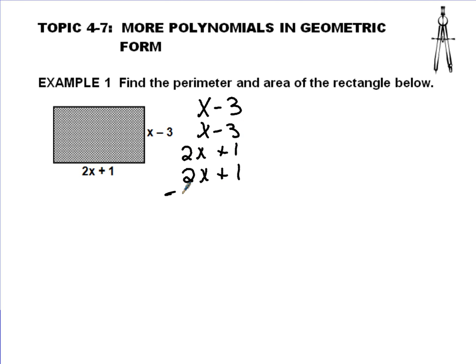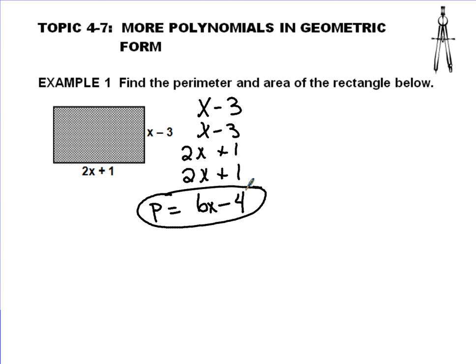I list it twice. When I add them up, negative 3 plus negative 3 plus 1 gives me negative 4. Because this is a negative 6 plus 2 is negative 4. Here I've got 1, 2, 3, 4, 5, 6 x's. So 6x minus 4, that is my perimeter.